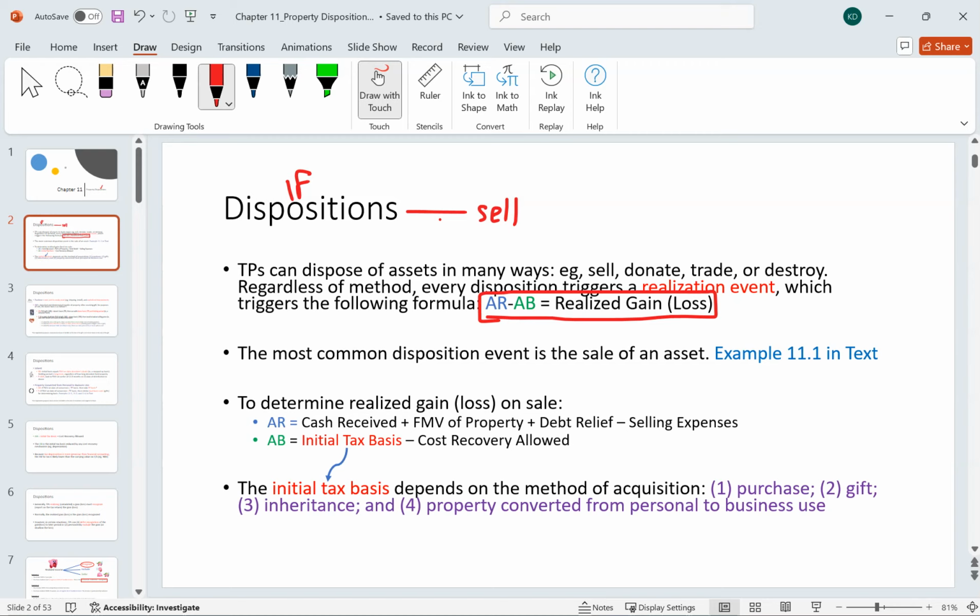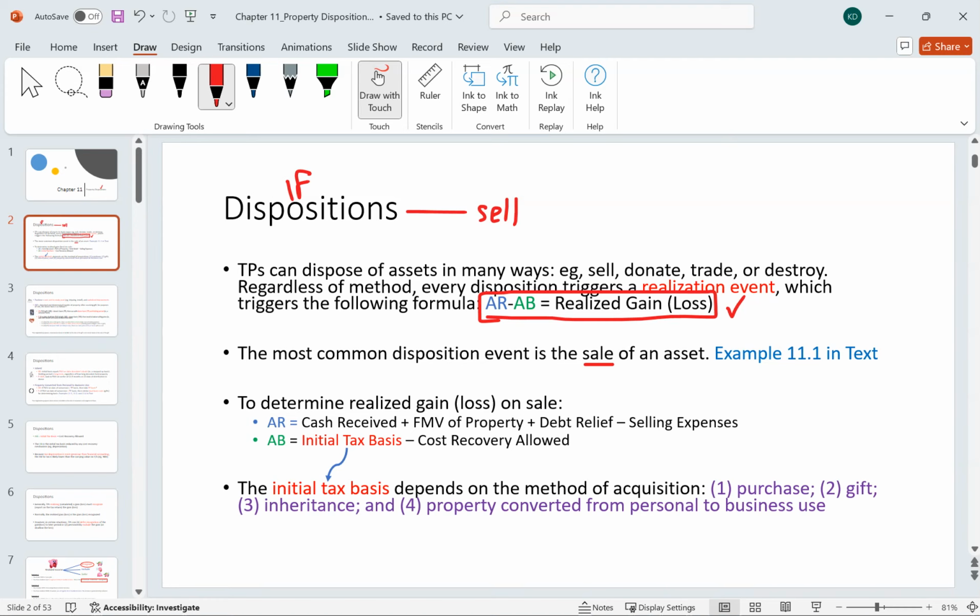In this framework, when we have the amount realized minus adjusted basis formula, we're going to calculate our realized gain or loss. Most of the time, our realized gain or loss is going to be our recognized gain or loss. We'll talk about the difference between those terms, but the general rule is they will be the same. There are some exceptions. So when you have a disposition event, it triggers this equation. Most common type is a sale.